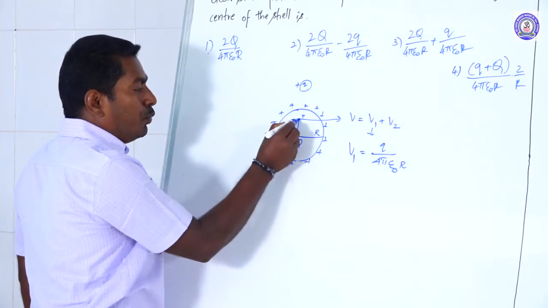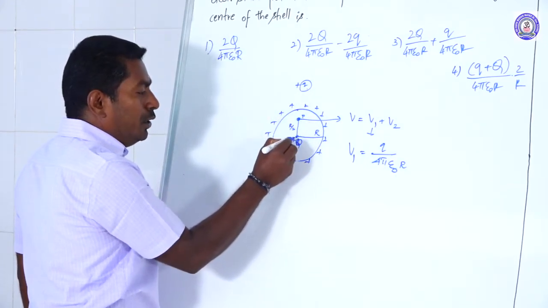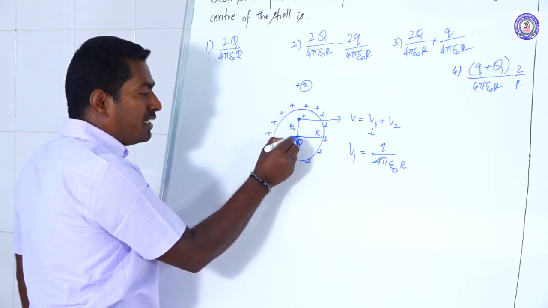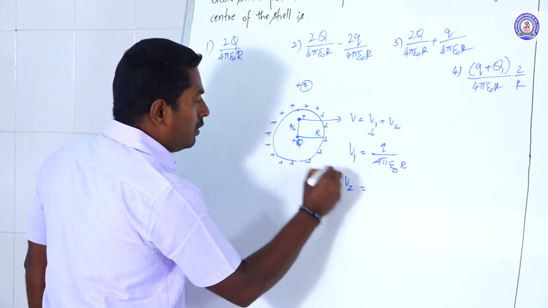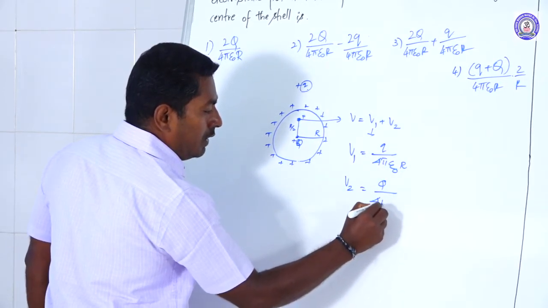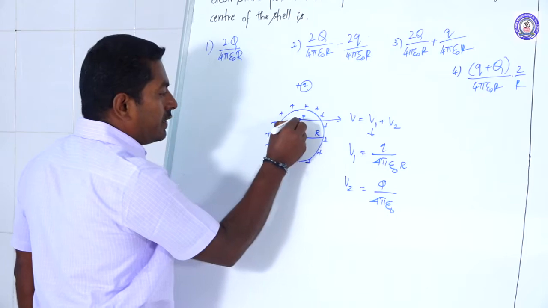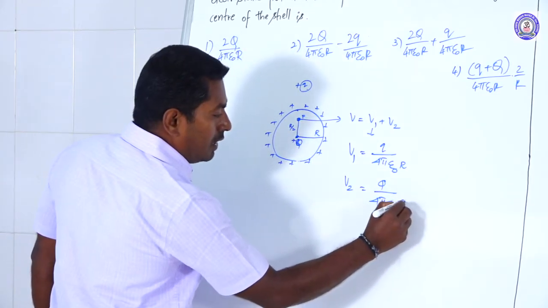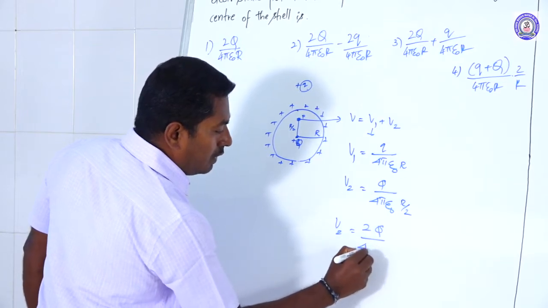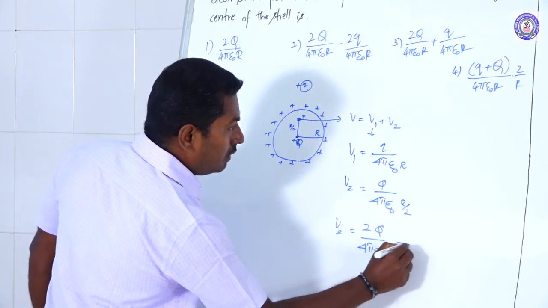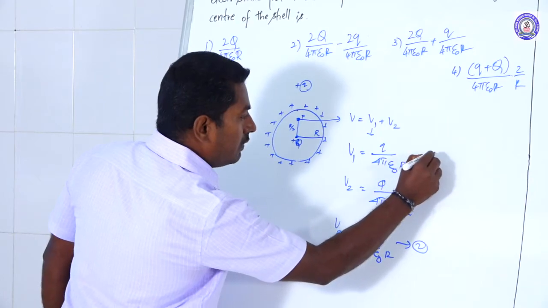Then the electric potential at point P due to plus capital Q charge placed at the center of the shell, through a distance R by 2, V2 is equal to capital Q divided by 4 pi epsilon naught times the distance of the point from the center, R divided by 2. Then V2 is equal to 2Q divided by 4 pi epsilon naught R, equation number 2. This is equation number 1.